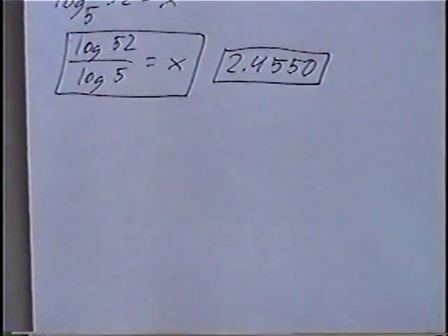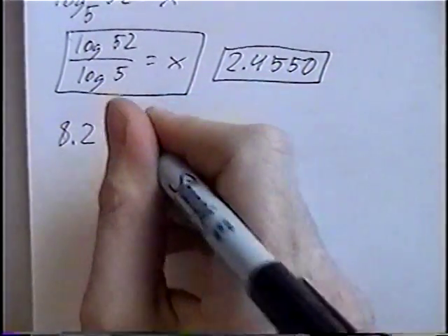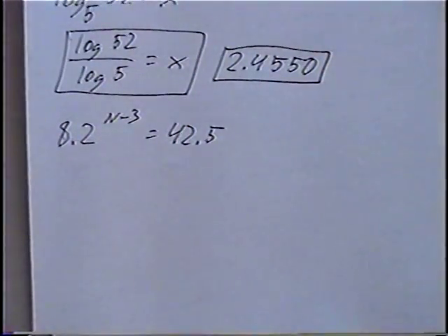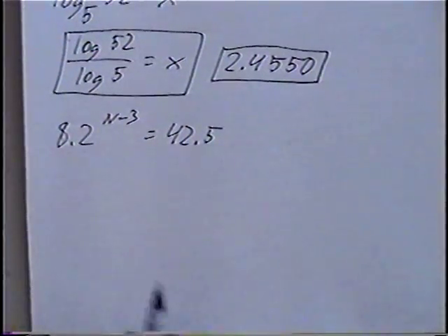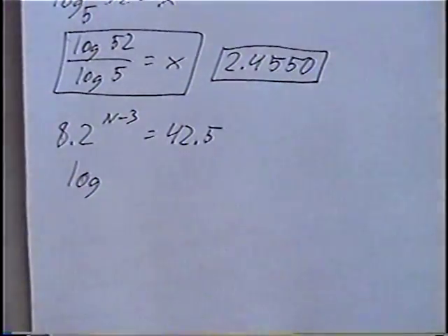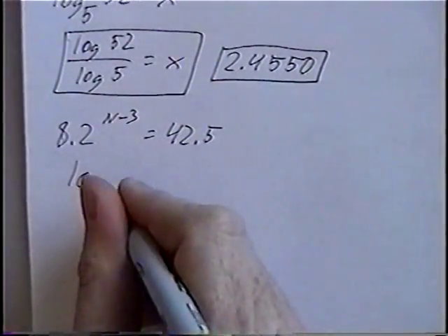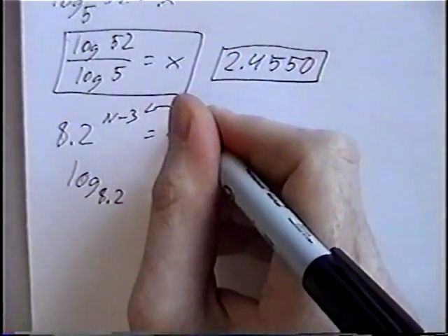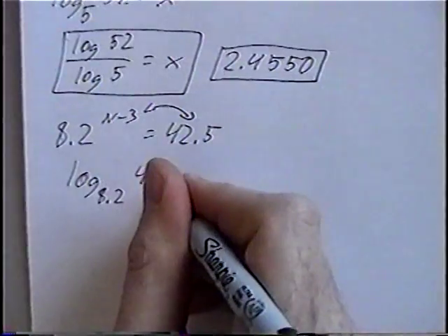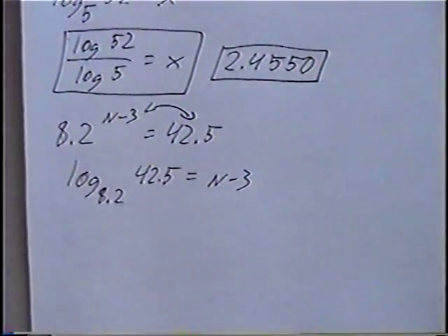Last question for this section is 8.2 to the exponent of n minus 3 equals 42.5. Again, to solve this, if you have an exponential equation, a variable in the exponent, you can switch that to log form to find out the variable. 8.2 is the base, it will stay the base. And again, n minus 3 and 42.5 will switch sides of the equation. 42.5 will become part of the logarithm, and n minus 3 would be on the other side.